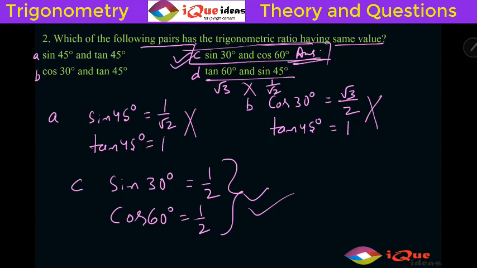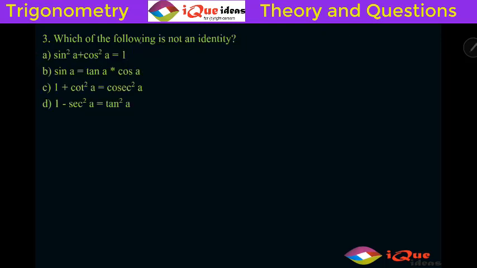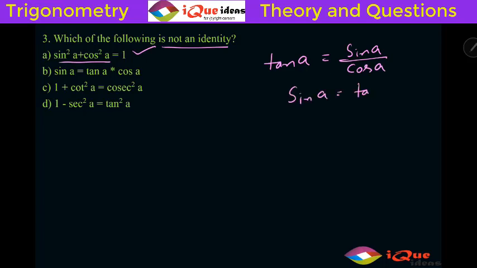Okay. Now let's take up the next question. This question says which of the following is not an identity. Now sine square A plus cos square A equal to 1. This is an identity. Sine A is equal to tan A into cos A. Let's check. We have tan A equal to sine A divided by cos A. So from here by cross multiplication we get sine A is equal to tan A into cos A. So this is also correct.